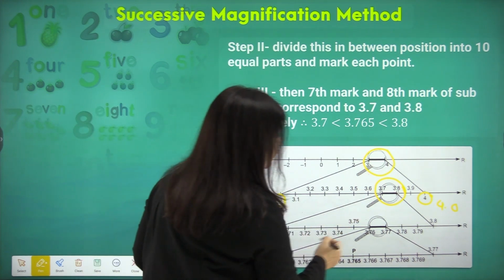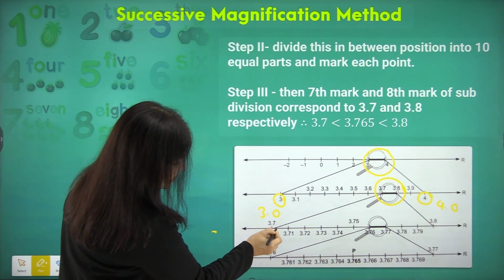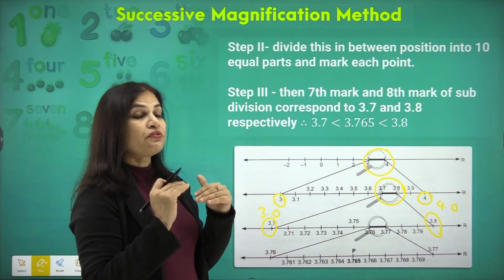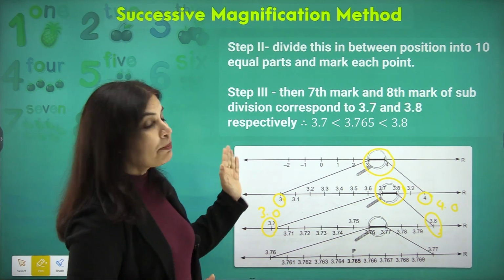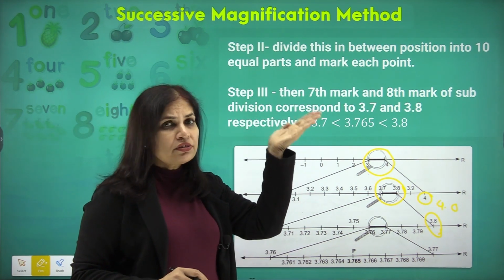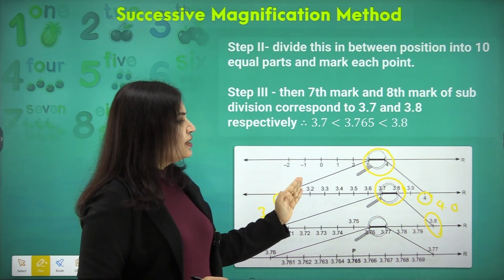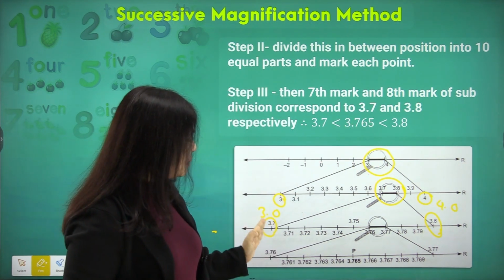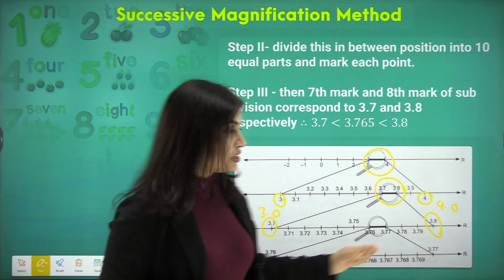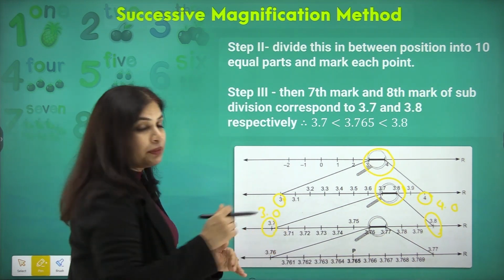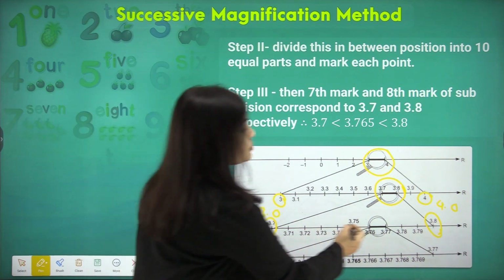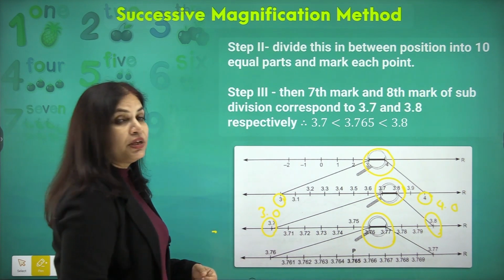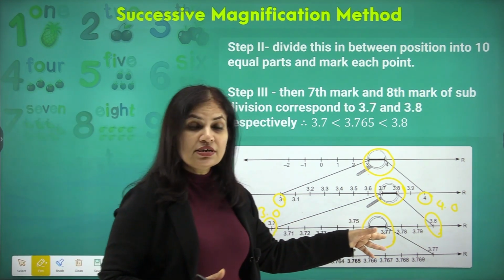Now, if I magnify it, next I have to take 3.7 and 3.8 as my endpoints. And I would suggest you to write it as 3.70 and 3.80. So, first I located 3.7 and 3.8. Then I located 3.70 and 3.80. So, next step is dividing 3.70 and 3.80 into 10 equal segments. And 3.765 will lie between 3.76 and 3.77.